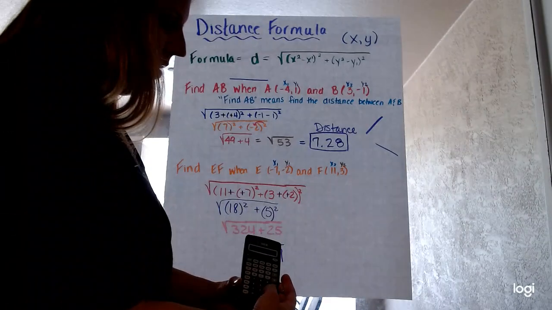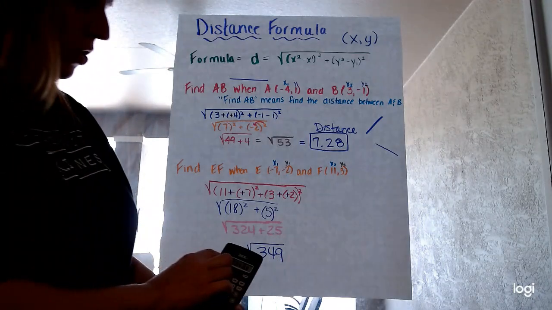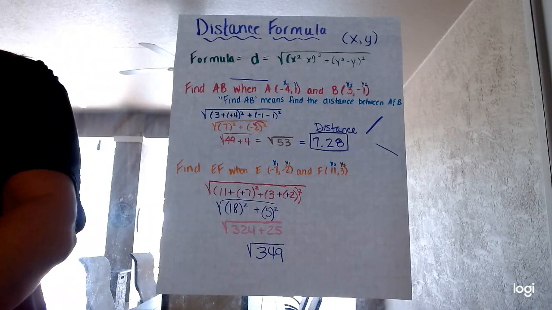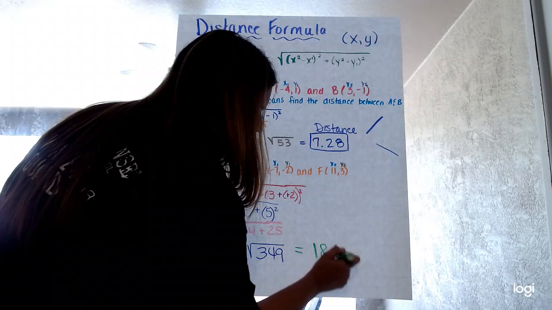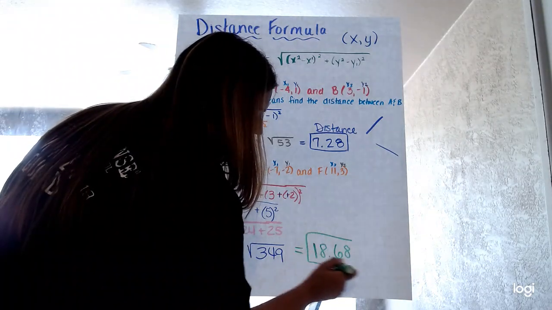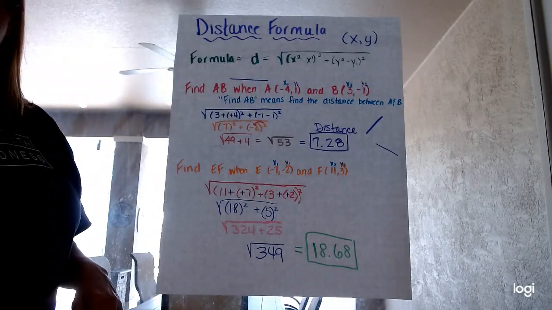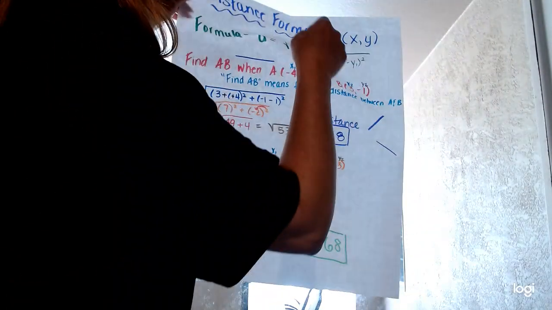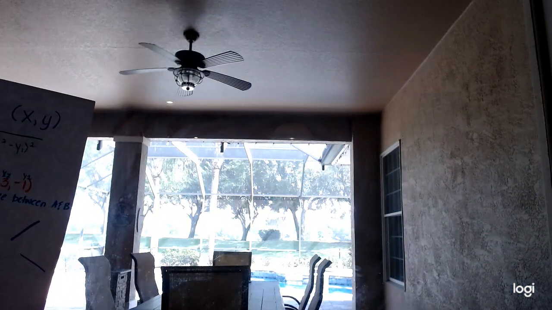Take your calculator, 349, square root, round to your hundredths place. So it says 18.681. So my answer is going to be 18 and 68 hundredths. Hopefully everybody's following me and is along with me. All right, we got one more to do. Hang tight for a second.